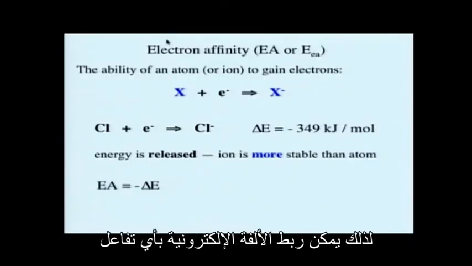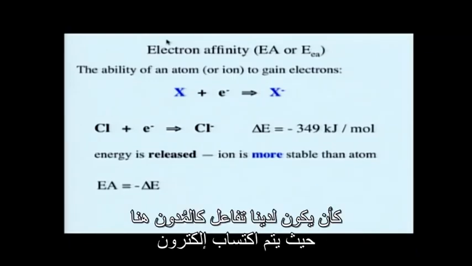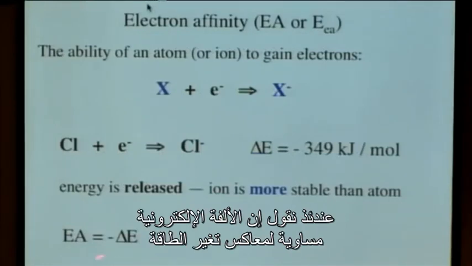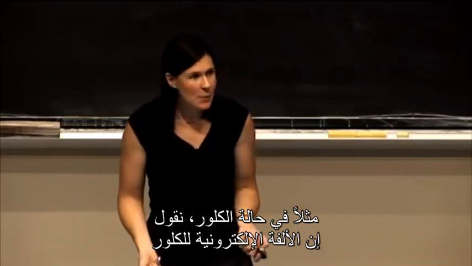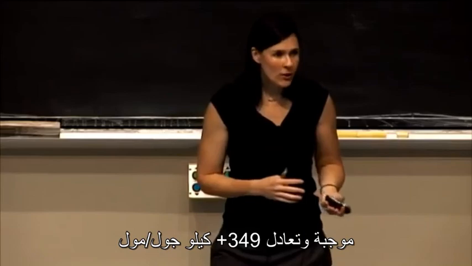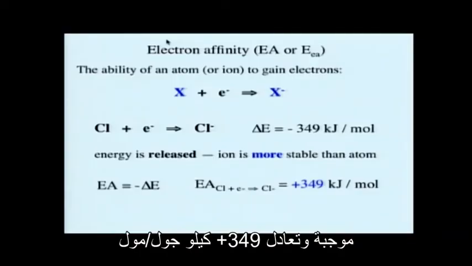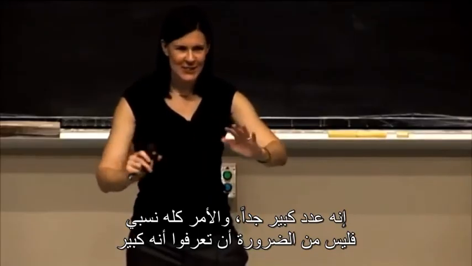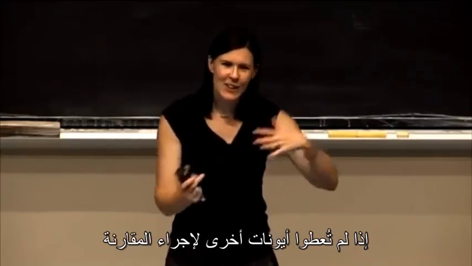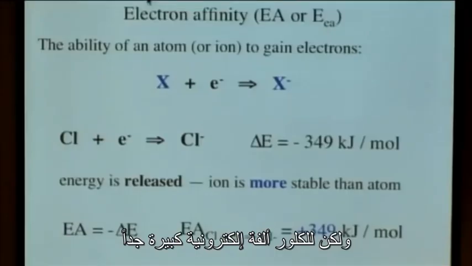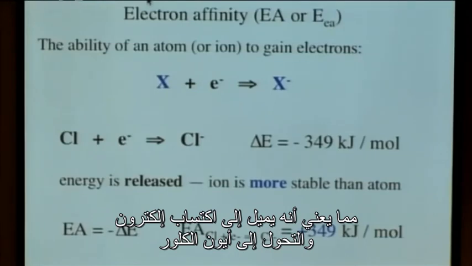We were talking, however, about energy in terms of electron affinity. So we can actually relate electron affinity to any reaction by saying if we have this reaction written as here where we're gaining an electron, we say that electron affinity is just equal to the negative of that change in energy. So for the chlorine case, we would say that the electron affinity for chlorine is actually positive 349 kilojoules per mole. That's a very large number. It's all relative, so you don't necessarily know it's large without me telling you or giving you other ions to compare to.